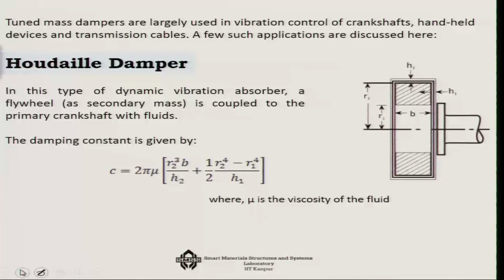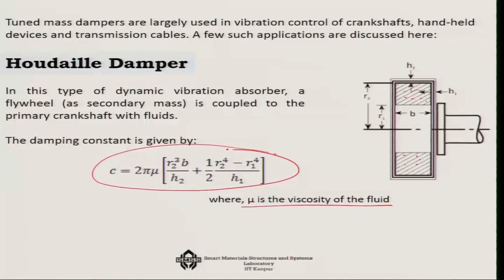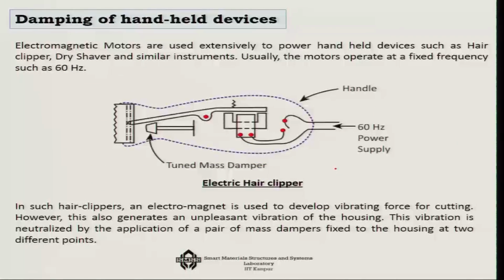This is a Houdaille damper, and in this of course, there is a damping constant that is involved, because this part in a Houdaille damper is actually filled up by viscoelastic fluids. So, if mu is the viscosity of the fluid, then we get this type of a damping constant for the system. Of course, strictly speaking, this is a case of an auxiliary damper, because it is the damping that is coming into the picture.